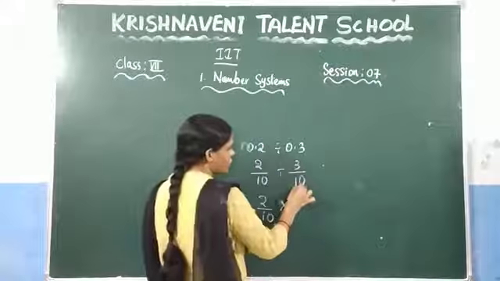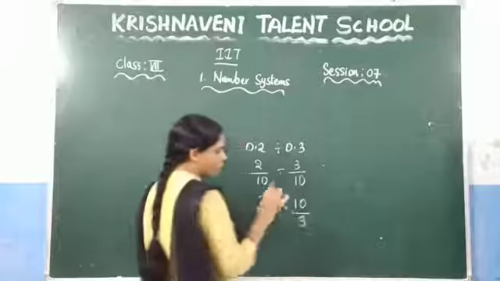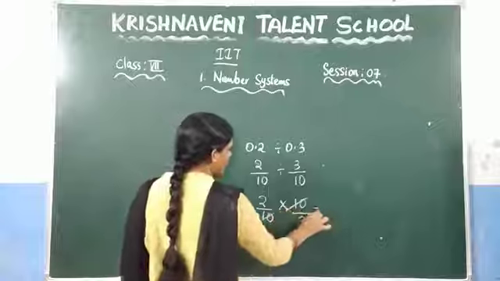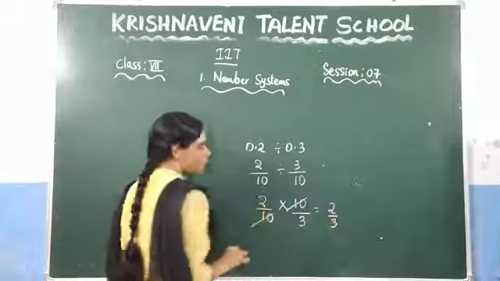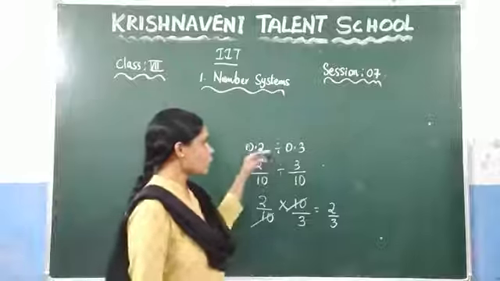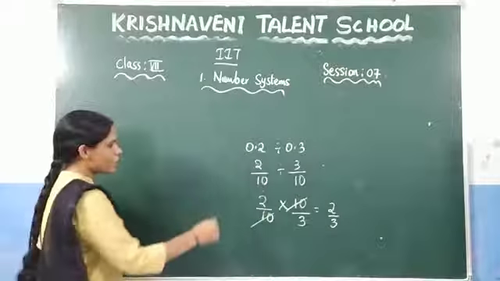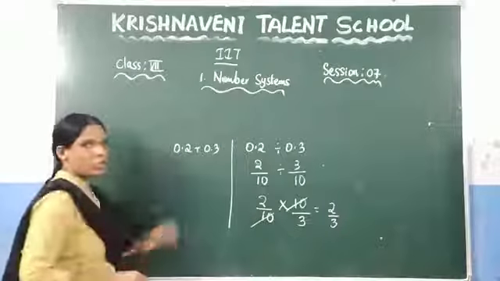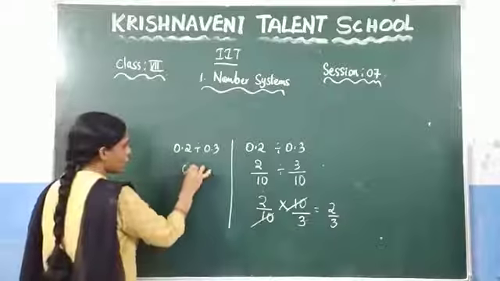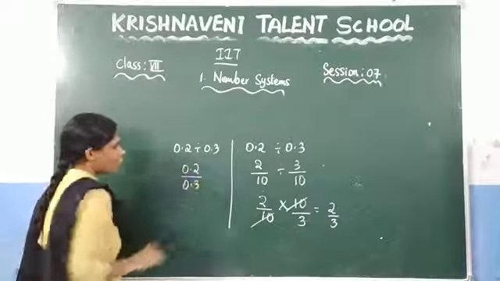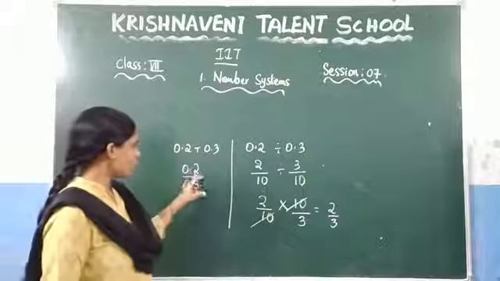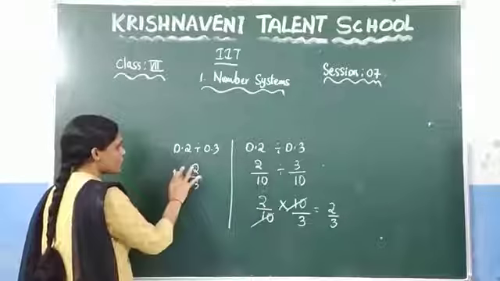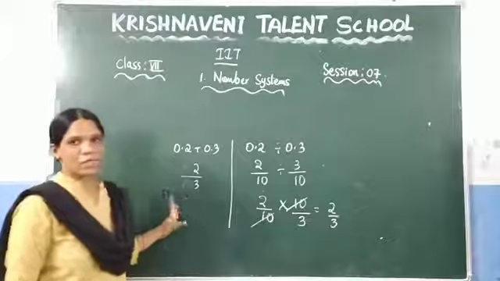So what is the reciprocal of 3 by 10? Which is 10 by 3. Now you know that 10 and 10 will get cancelled. You will get the answer which is 2 by 3. This is the first method. Otherwise, if you take 0.2 and 0.3 and want to divide these two numbers, you can write it as 0.2 by 0.3. Since after the decimal point one number is there here, and here also one number is there, you can remove the decimal points and write directly the answer 2 by 3.